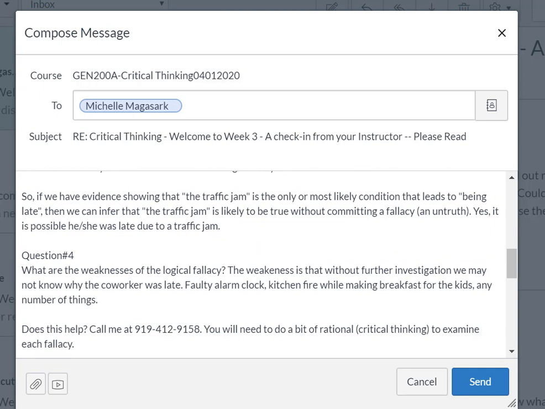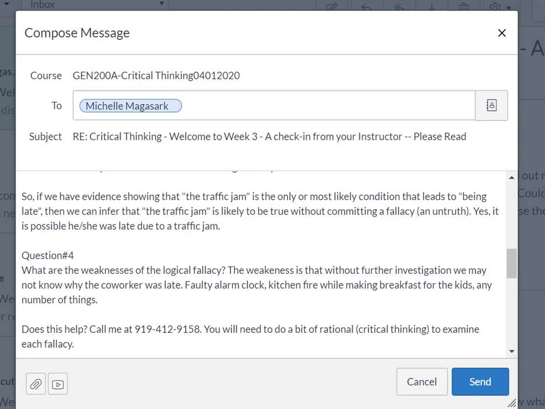So, if we have evidence showing that the traffic jam is the only and most likely condition that leads to being late, then we can infer that the traffic jam is likely to be true without committing a fallacy, an untruth. Yes, it is possible he or she is late due to a traffic jam. Case closed. Okay? So what's the key there? We're looking for evidence. What evidence could there be that would make this either true or false? Either way.